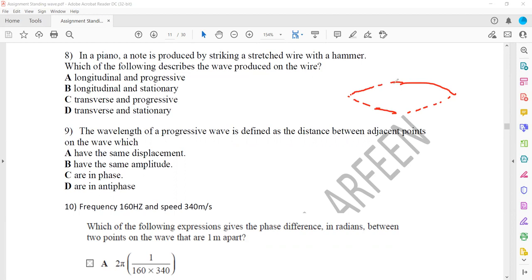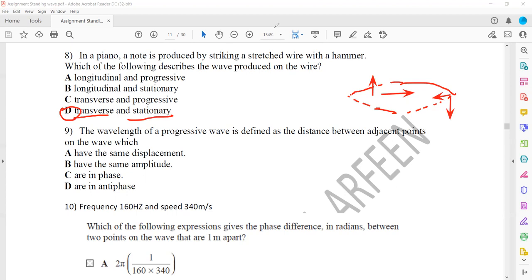Because the particles vibrate perpendicular to the direction of the energy transfer, we can say that it is transverse as well. So it is transverse and stationary, or standing wave, because a wave in a string is a transverse wave.